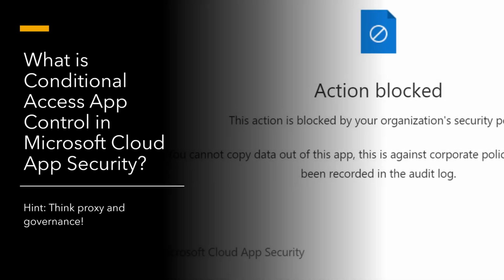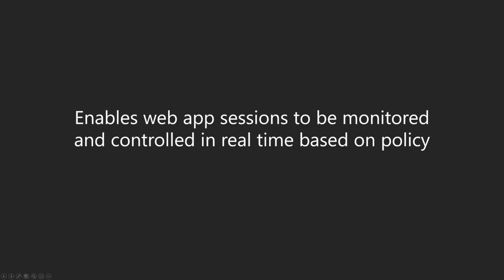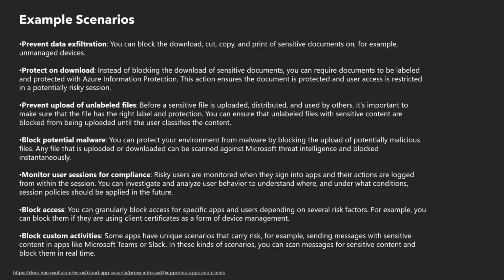With employees working remotely and contractors accessing corporate environments remotely, we need a way to govern and audit activity in our web applications. And that's where Conditional Access App Control and Microsoft Cloud App Security comes into play. What this enables you to do is basically monitor and control a web app in real time based on a policy.